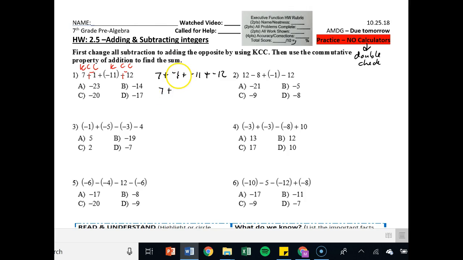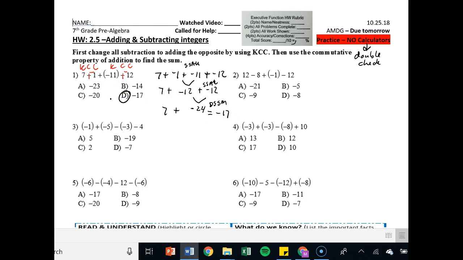So let's just go ahead and do this. 7 plus a negative 1 plus a negative 11, right? That's SSAK, same signs, add, keep. They're both negative, so just add them up, keep the signs. So that's negative 12 plus a negative 12. Be careful here, this is not 0, right? That's a negative 12 plus a negative 12. That is SSAK as well. Same signs, add, keep. So 12 plus 12 is 24, keep the negative sign. And so now we have 7 plus a negative 24. Finally, we have a DSSM problem, and we find out that this is actually negative 17. So D is your answer there.